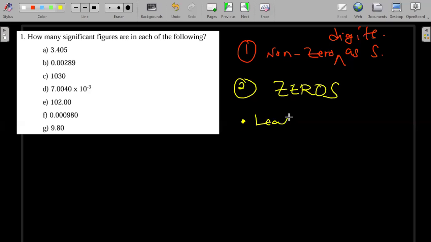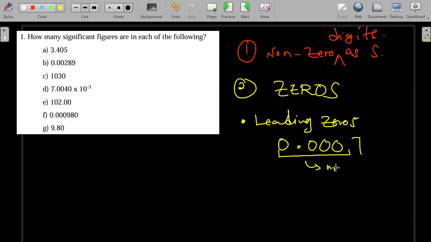The first type that we have is what we call the leading zeros. These leading zeros are zeros that come before a non-zero digit. For example, if I write a number like 0.0007, these zeros in front here are what we call leading zeros. These leading zeros are never significant. As long as it's a leading zero, then it is never significant.